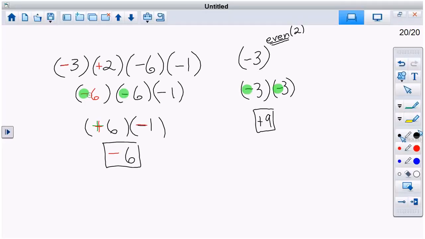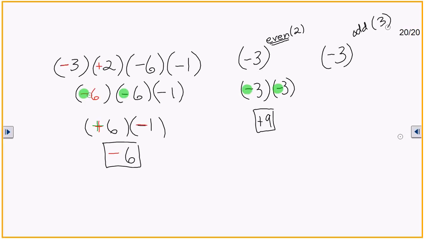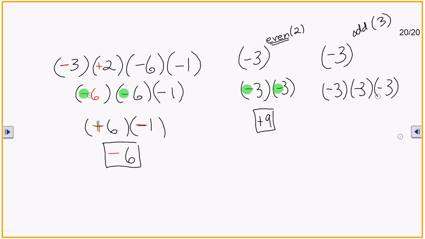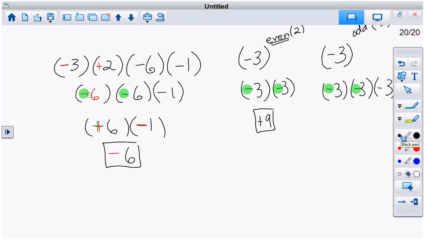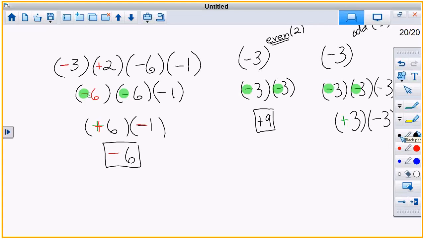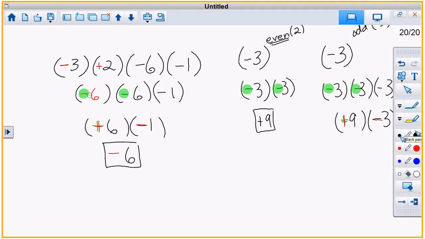If I have an exponent that's odd, like a 3, then that means negative 3 times negative 3 times negative 3. Negative 3 times negative 3, we'll go ahead and highlight those as like. That gives us a positive 9, times a negative 3. Focusing on the signs, that gives us a negative and a positive, which means unlike, and then that's -27.